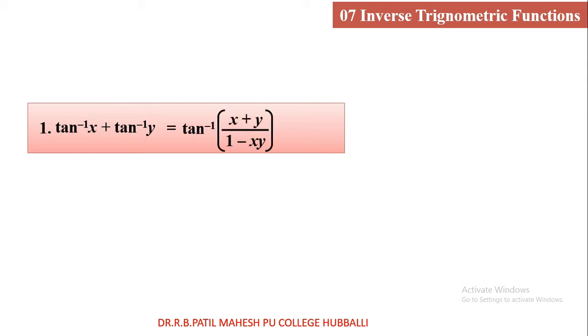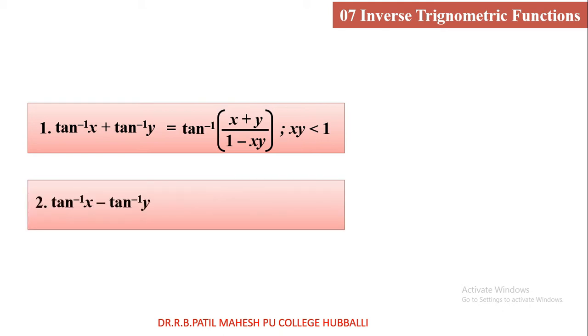x plus y upon 1 minus xy, where xy is less than 1, the product of x and y less than 1. It is a condition on x and y. No need to remember it, students, just remember it if possible, otherwise not an issue. Tan inverse x minus tan inverse y is equal to the same pattern, but tan inverse of x minus y upon 1 plus xy, where xy is greater than minus 1.